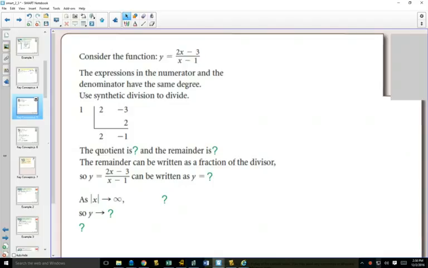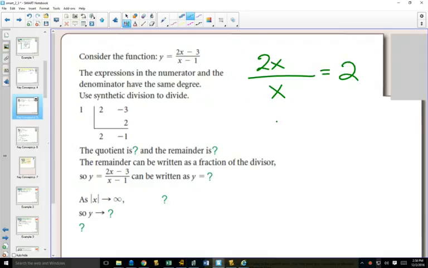Here's our second example. What's the highest degree of x? X to the 1. So we have 1x on the bottom, 2 x's on the top. What does this simplify to? 2. Any time it simplifies, you'll have a horizontal asymptote at that value.